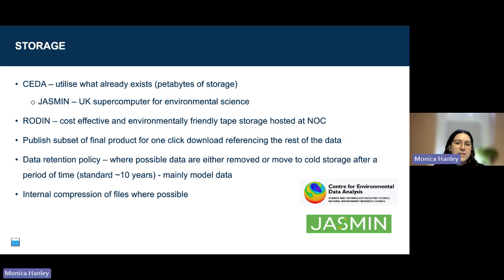Sometimes we'll just publish a subset of the final product for one-click download, which references the rest of the data. So for example, if we have lots of raw images, we could put the high volume raw stuff onto the tape storage and then just publish a subset of fully processed versions to publish in a DOI. It all sort of depends on what has the most value to an end user in the wider community.